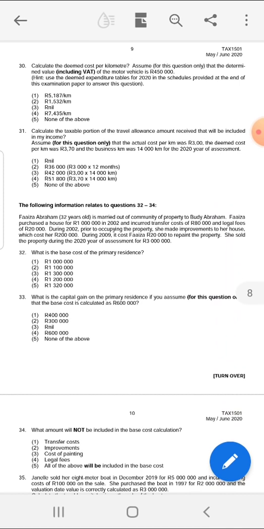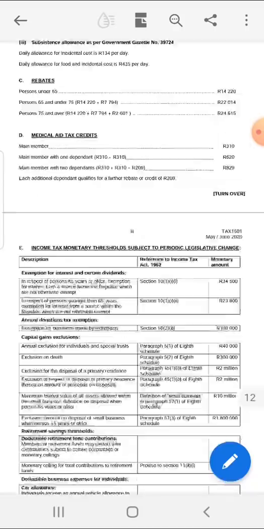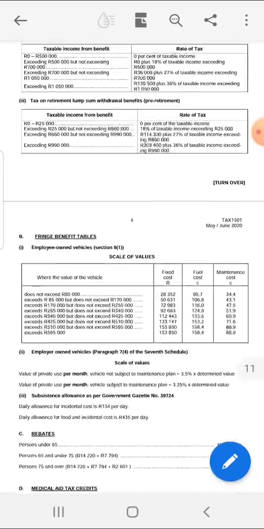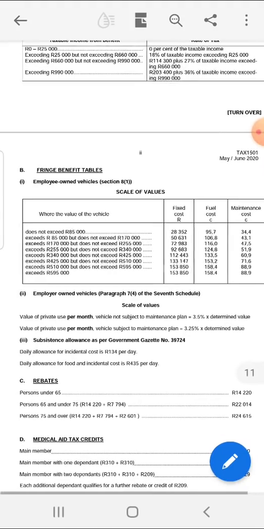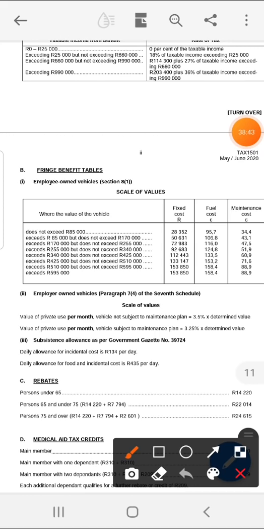Calculate the deemed cost per kilometer. Assume for this question only the determined value including VAT for the motor vehicle is 450,000. Hint: use the deemed expenditure table for the year 2020 provided at the end of this examination paper to answer this question. So for these questions, we're only required to use this table. You will use this table and look at where the determined value falls. Since they gave us 450,000, our determined value falls under the third row from the end. Falls here.